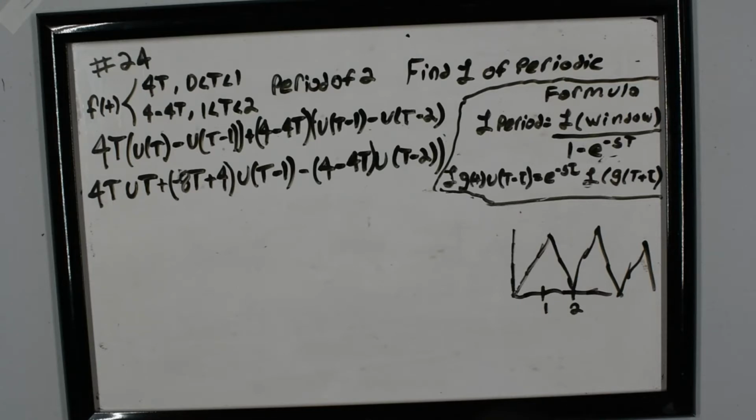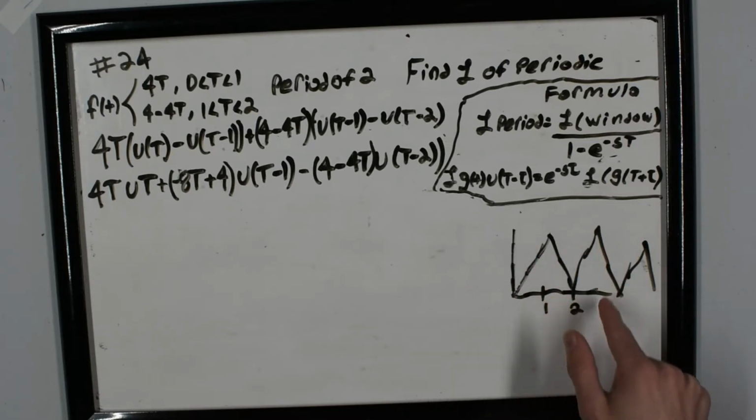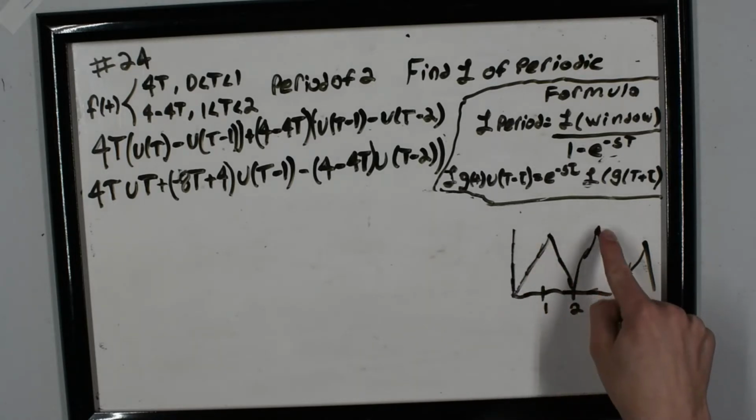So to find the Laplace transform of a periodic function we need a formula, and the formula is the Laplace transform of the first window divided by 1 minus e to the negative sT, represented by this formula. And I just took the liberty to draw this graph really roughly, and it's just a triangle that keeps repeating.